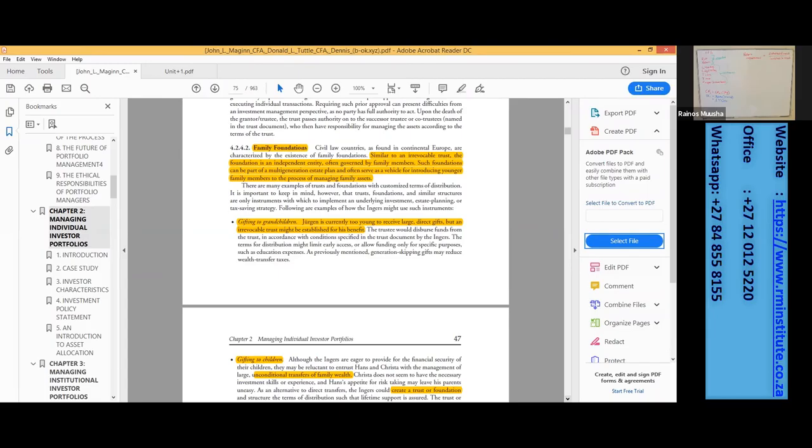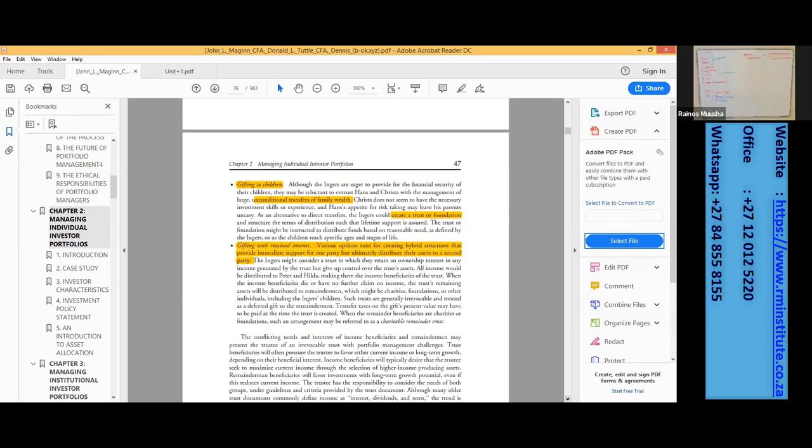So in this case, transferring wealth through family foundations can enable the facilitation of gifting to grandchildren. For example, Yagin is currently too young to receive large direct gifts, but an irrevocable trust might be established for his benefit as well. If you are considering gifting to children, on page 47 they also say this can be done through unconditional transfer of family wealth as well.